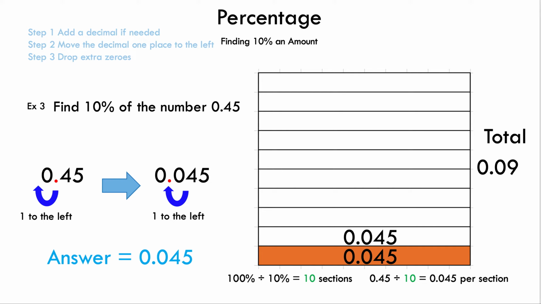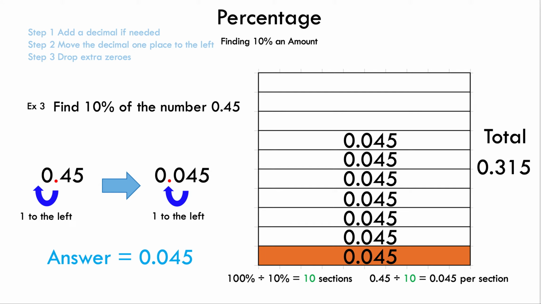Now let's continue to fill in the rest of the sections to see what happens to our total. So if we add another one, our total now is 0.09. Let's add one more. So our total now is 0.135. Another, 0.18. Another, 0.225. Another, 0.27. Another, 0.315. Another, 0.36. Another, 0.405. And let's add the last one. So our total now is 0.45. And that is why 45 thousandths or 0.045 is 10% of the number 0.45.